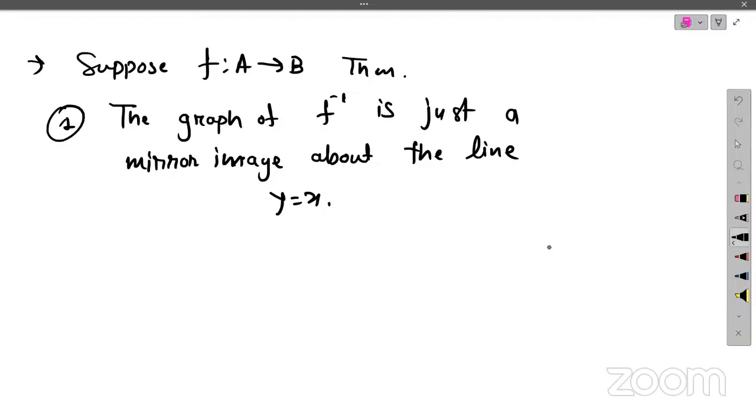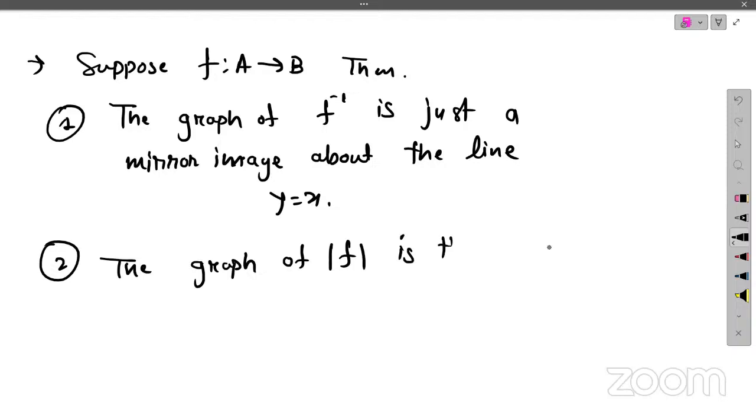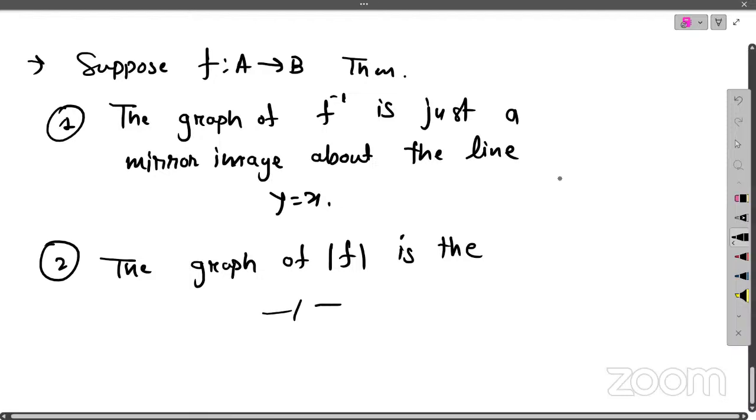Okay, so I'll demonstrate all these points using Desmos. For the time being, just know the rules. The first rule says if you have a graph of a function f and you want the graph of its inverse, then that graph is nothing but the mirror image about y equals x. Now the second rule says that if you have a graph of f, then for the graph of modulus of f, we have to take all the negative y values into the positive side of the axis. Okay, so we will demonstrate this.